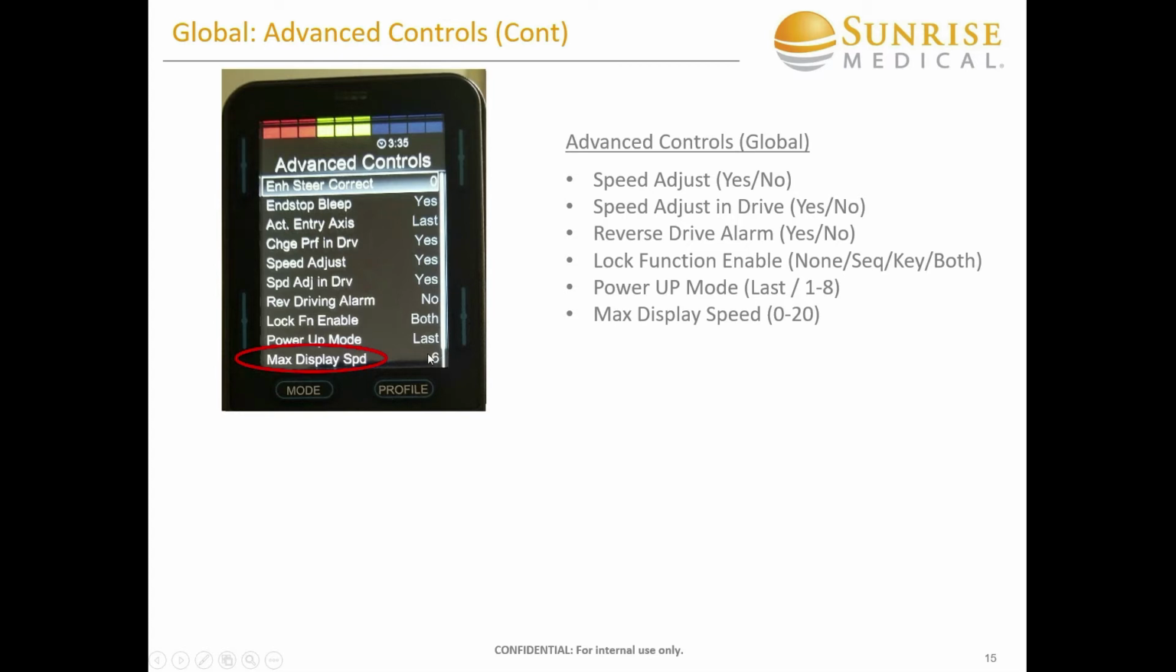This may be useful for somebody who wants to go full speed, but maybe they're not really the right candidate to go full speed. If you set this number a little higher, then it'll falsely read the speed on the joystick. Again, it's not going to change the speed of the chair. It's just going to change what is displayed on the joystick. So that may be useful.